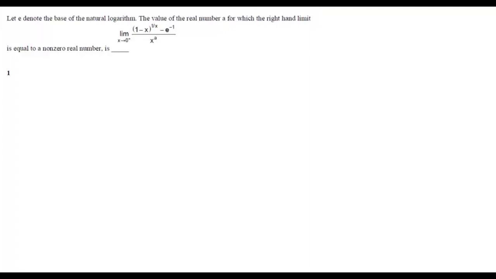Now here the question is, if e denotes the base of natural logarithm, then the value of real number a for which the right hand limit x tends to 0 positive of 1 minus x to the power 1 by x minus e to the power minus 1 upon x to the power a is equal to a non-zero real number. Now we'll solve this question using expansion. So we'll use the expansion of 1 minus x to the power 1 by x.